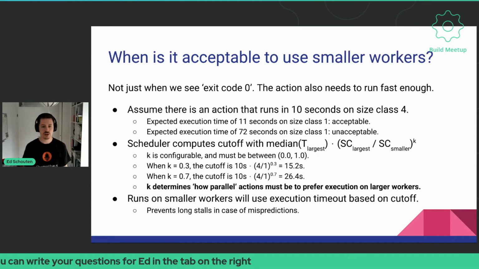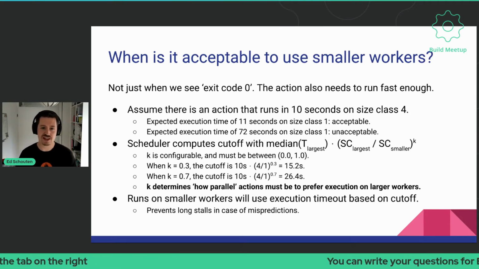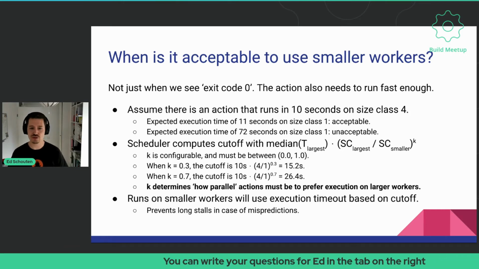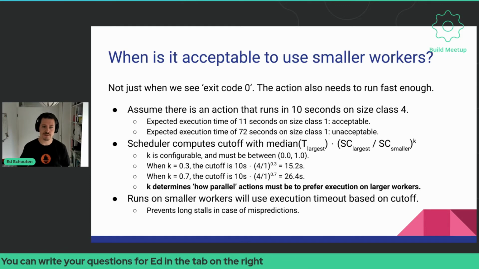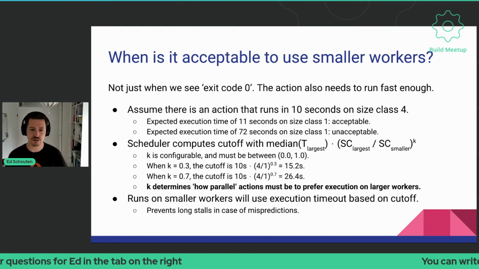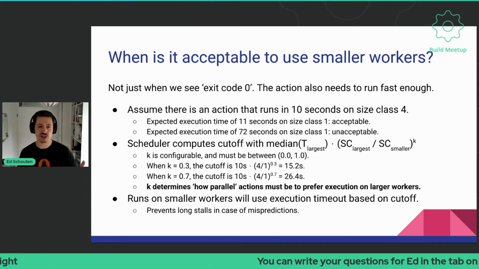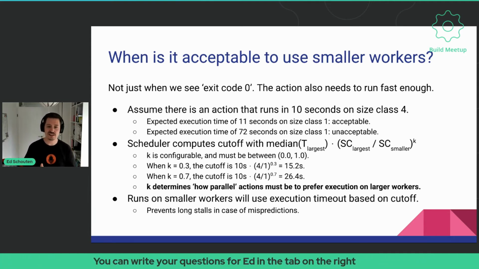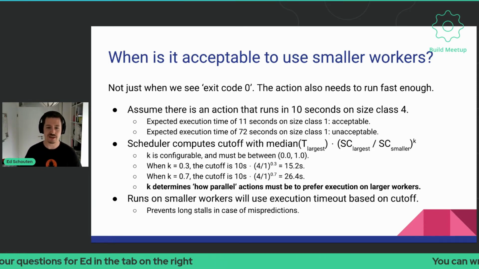Yeah. So what makes this a bit of a tricky problem is that it's not only about keeping the user happy and that builds succeed. We also need to make sure that builds still run fast, right? So just looking at the exit code and checking whether it's zero is not sufficient. We actually need to quantify what an acceptable execution time is.